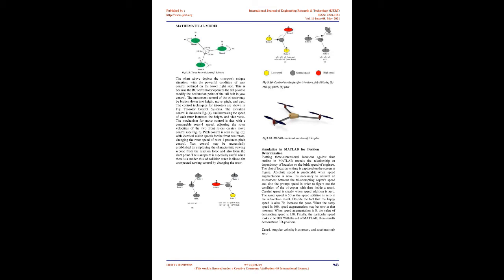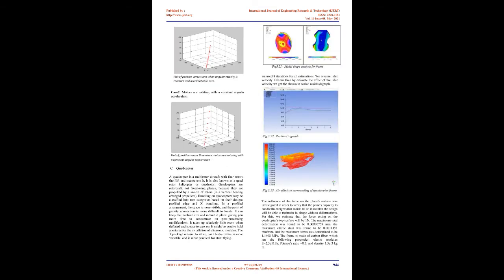C. Quadcopter. A quadcopter is a multi-rotor aircraft with 4 rotors that lift and maneuver it. It is also known as a quad-rotor helicopter or quadrotor. Quadcopters are rotorcraft, not fixed-wing planes, because they are propelled by a set of rotors, in a vertical direction arranged propellers. Layouts on quadcopters may be classified into 2 categories based on their design, profiled frame and X layout.